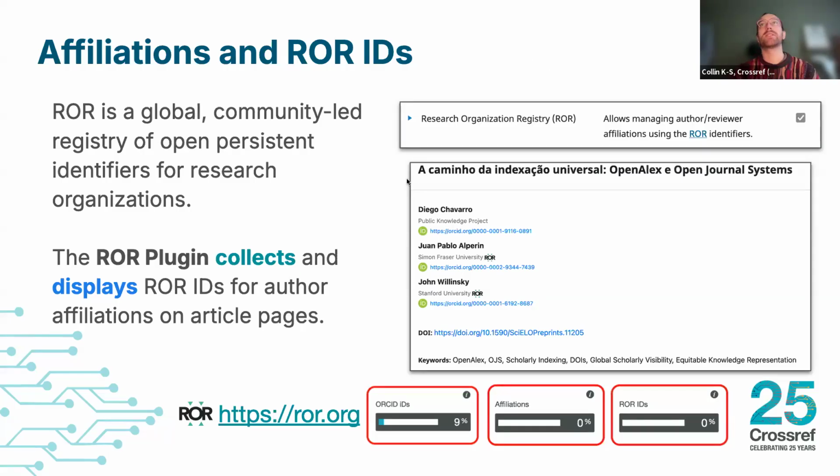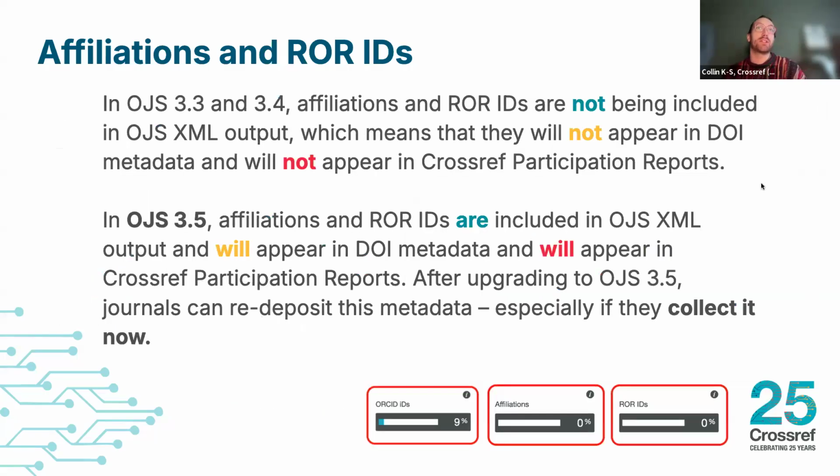So we have this ROR plugin here, which you can choose to install. It collects the ROR IDs from authors as they submit their articles, and then it displays the little ROR ID logo next to their names, next to their affiliations in the article landing page.